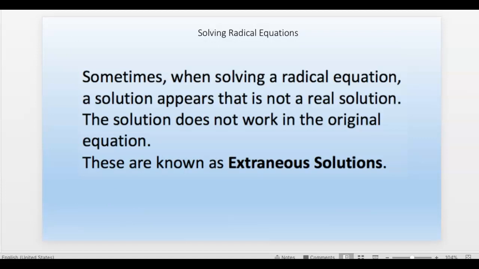Guys, the concept I want you to understand here, though, is sometimes when you solve a radical equation, a solution will appear, but it's not an actual real solution because it doesn't work in the original equation. Those are known as extraneous solutions.